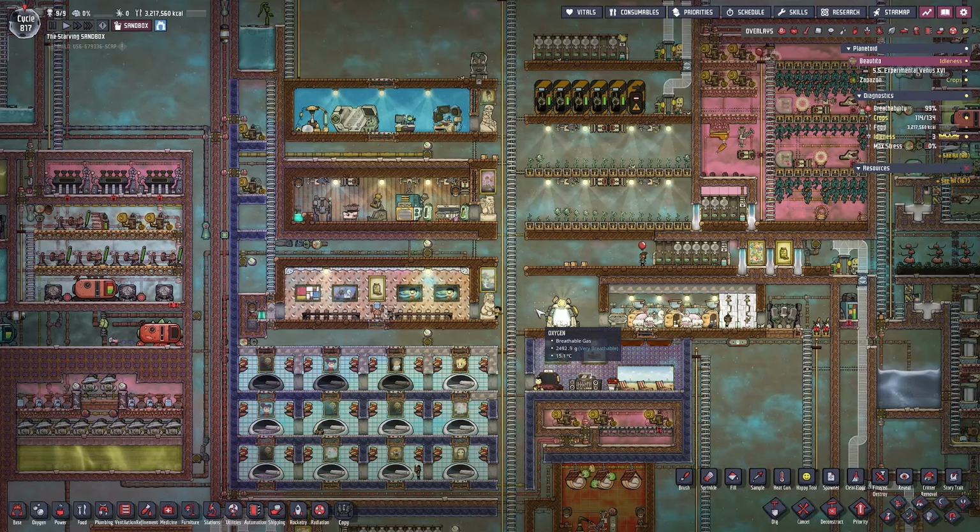And this is the same for your bristle blossoms. If you're exclusively on bristle blossoms, then you're going to use significantly less water if you have fewer duplicants.